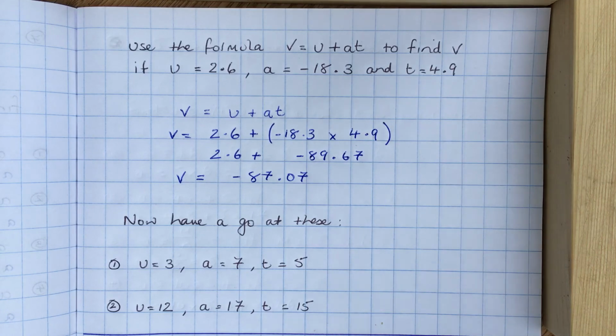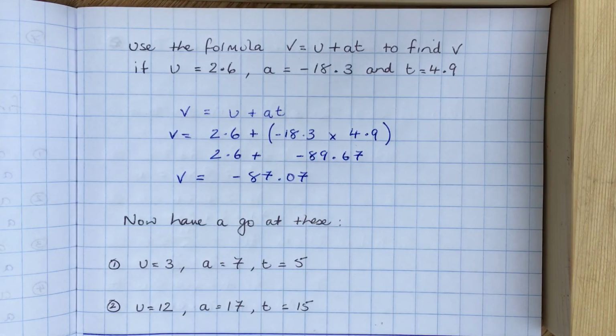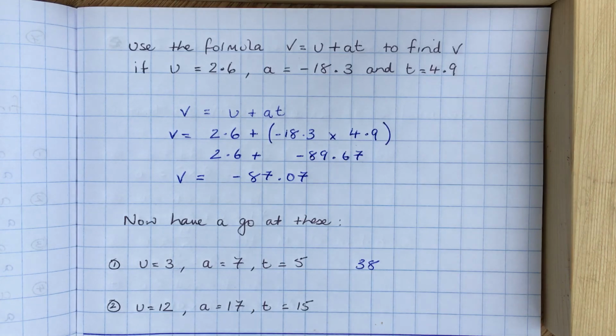Okay, so here we go. The first one, if you substitute these values into this formula here, we end up with the answer of 38, again if you're very careful to use BIDMAS.